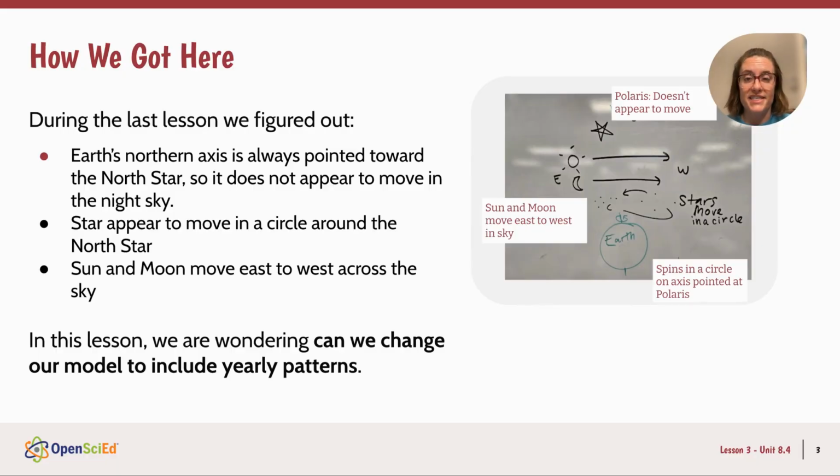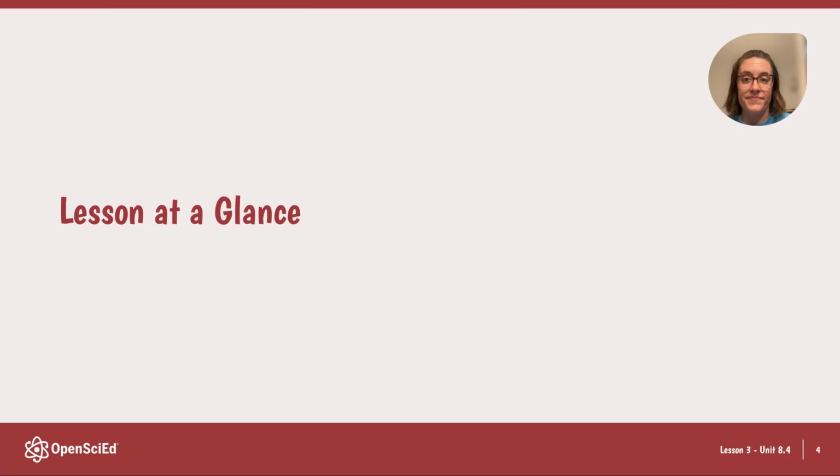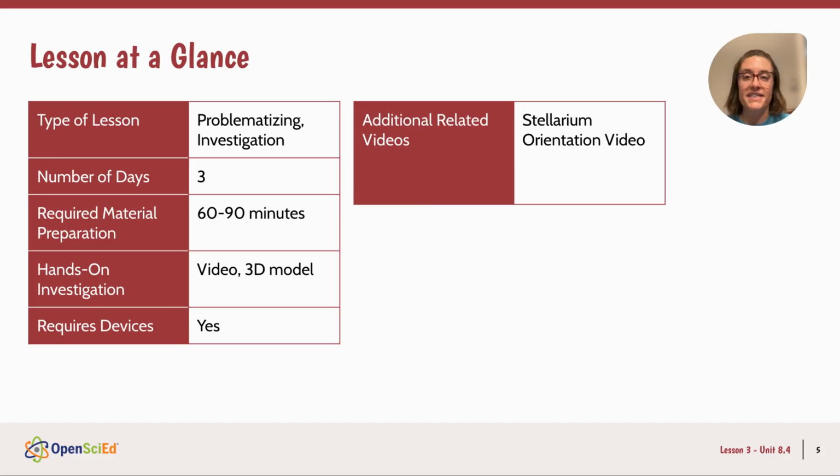In the previous lesson, we figured out that the North Star does not move because the Earth's axis is pointed towards it, and other objects appear to move in the sky in predictable patterns. We created a model, but we're wondering, can we explain yearly patterns in addition to those daily patterns that happen? So let's take a look at this lesson.